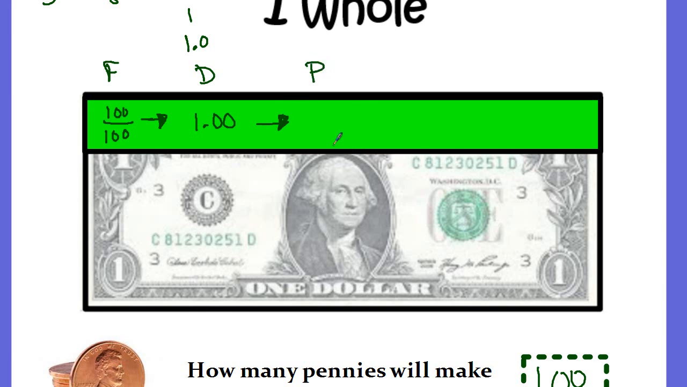And then lastly, we want to write the percent amount. Again, the percent is always out of 100. Since we're talking 100 cents, that's already out of 100. So it'd be 100%. It's like eating the whole pie. You ate 100% of the pie. You get all of the questions on the test correct. You score 100%.